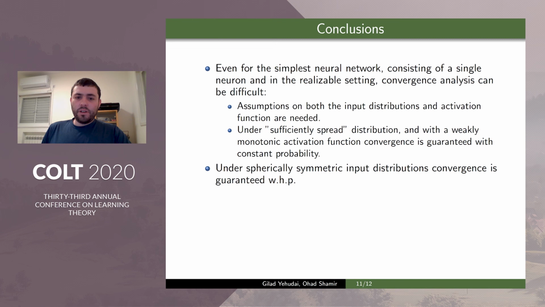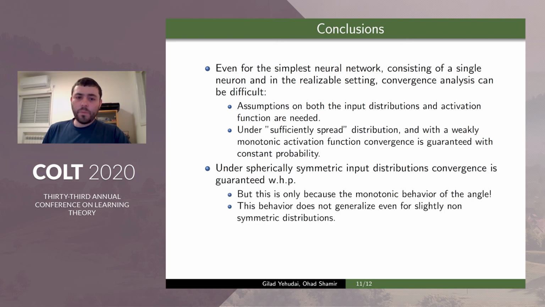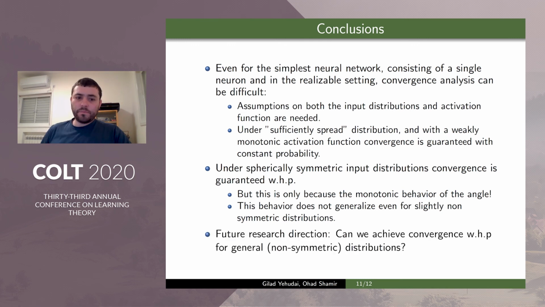We showed that under spherically symmetric input distributions, convergence is guaranteed with high probability, but this is only because of the monotonic behavior of the angle. This behavior does not generalize to even slightly non-symmetric distributions. And an interesting future research direction would be to show that we can achieve convergence for a single neuron with high probability, but for general distributions which are not symmetric.